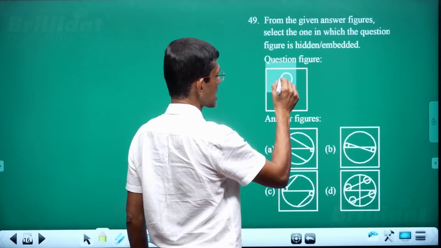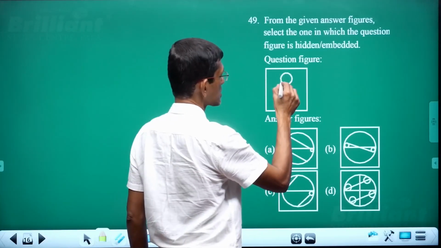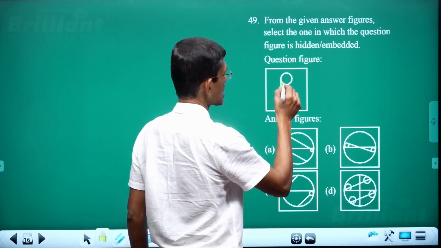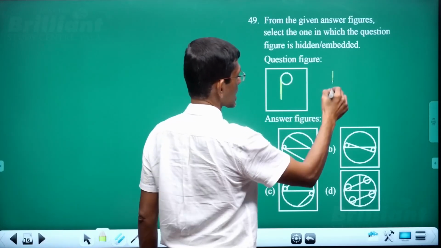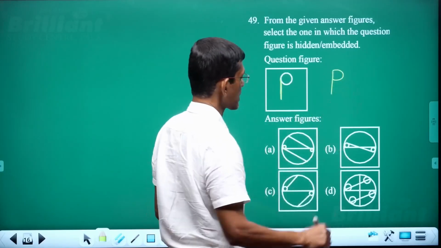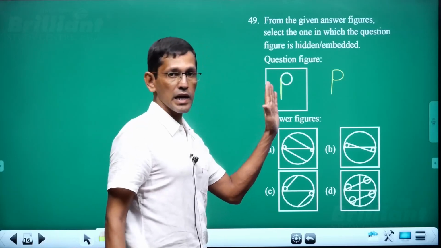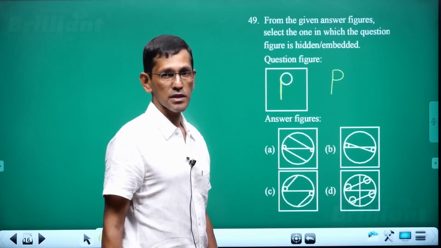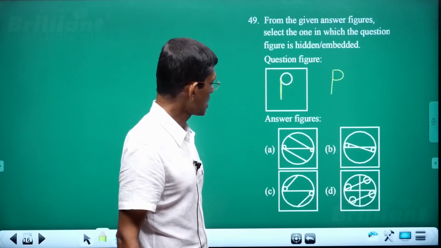You see this line starts from here. This is what the line is. And a circle is attached to that line. It is not exactly like P. P is different, but this one, a line or a stick, and a circle is attached to that stick. That's the way it is.